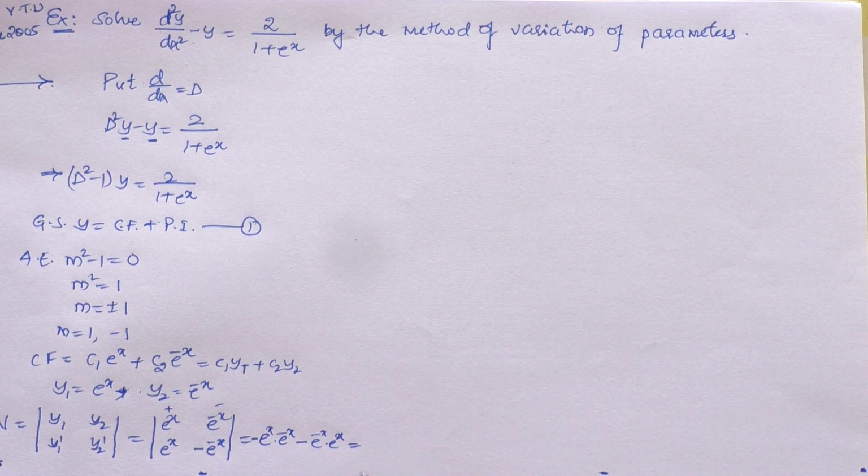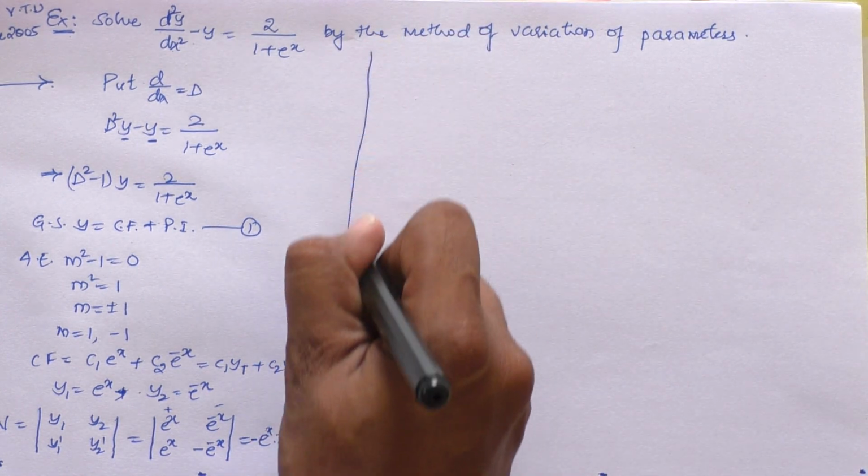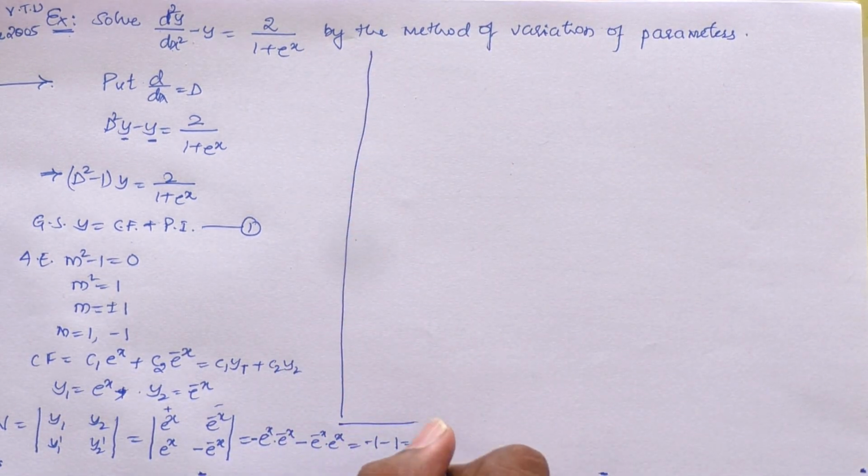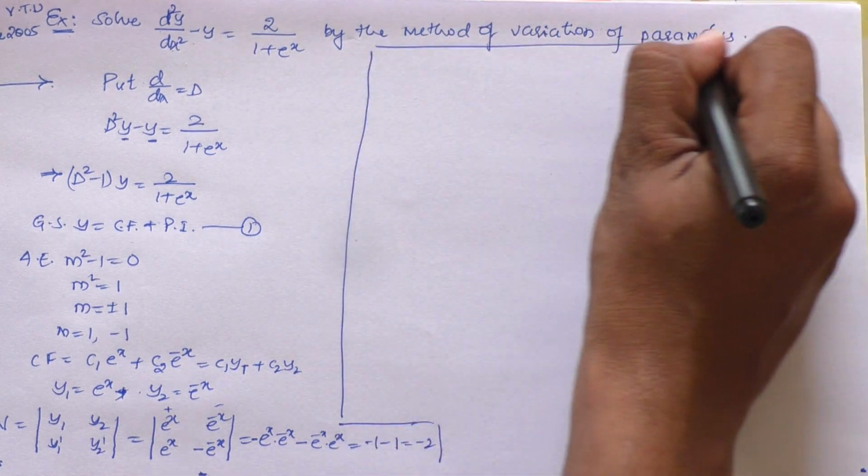Now here e raised to x times e raised to minus x is e power 0, which is 1. So minus 1 minus 1 will be minus 2. So we get the W value as minus 2. Now let us move further to find PI.